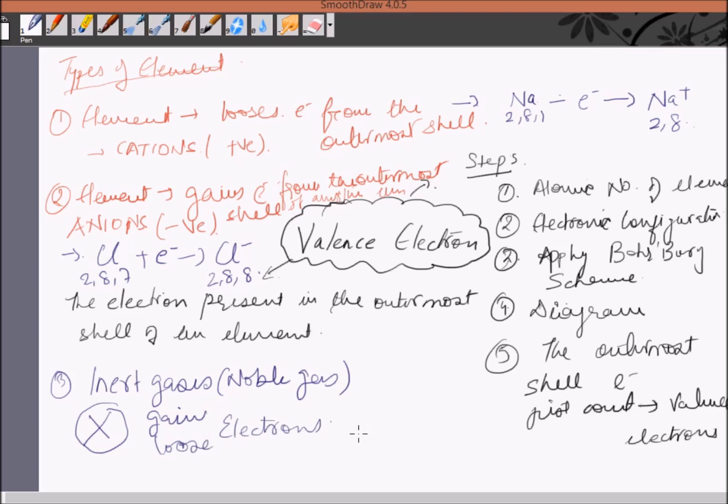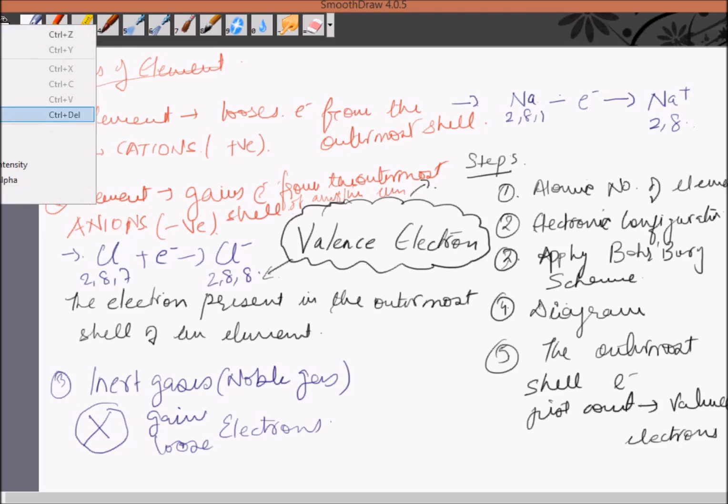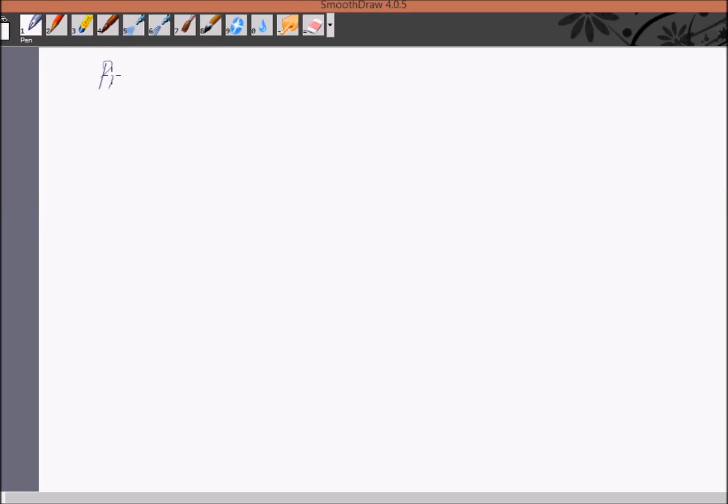Now let's see what are actually the properties of valence electrons, what they do to the element. Let's take one more page. Let's see the properties, what they do to the element. First, they are responsible for the chemical properties of the element.